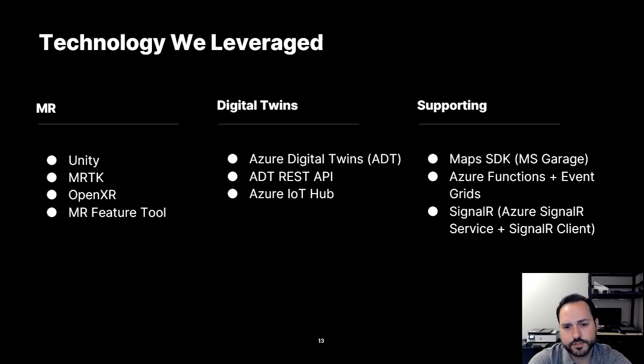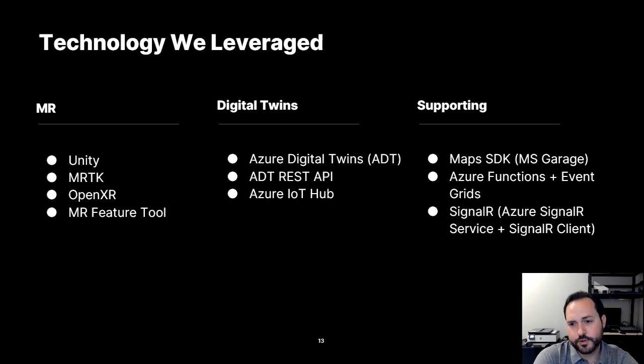Next, for digital twins, we use the Azure Digital Twins service. We also connect to it through the ADT REST API. And we also have the Azure IoT Hub, which is what receives the data from the devices, in our case simulated devices, and forwards the data on to the digital twin service, which is what models the data as a digital twin.